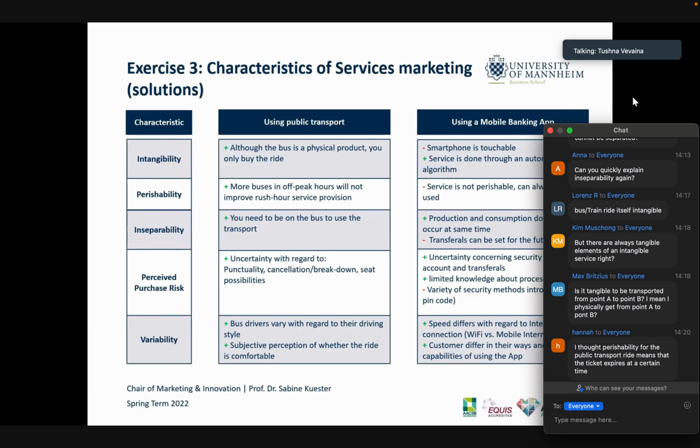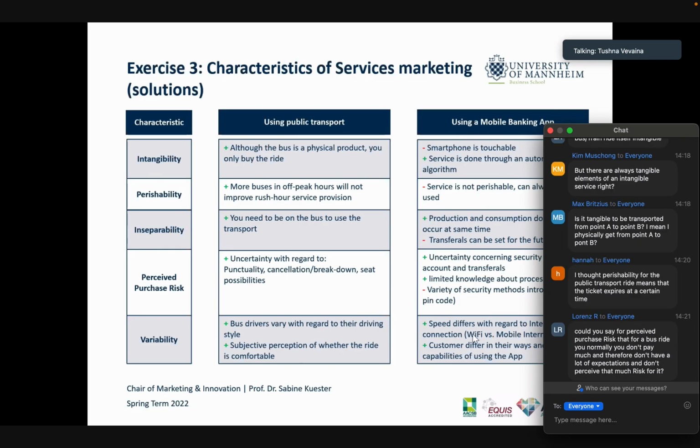I see a hand up. Go ahead. Yes, about what Hannah said. For the perishability in this case, can we have two different types? First of all, the ticket that you have maybe 1 hour to use, but also if you miss your bus, you miss your bus. So are these two examples for the perishability of public transport?